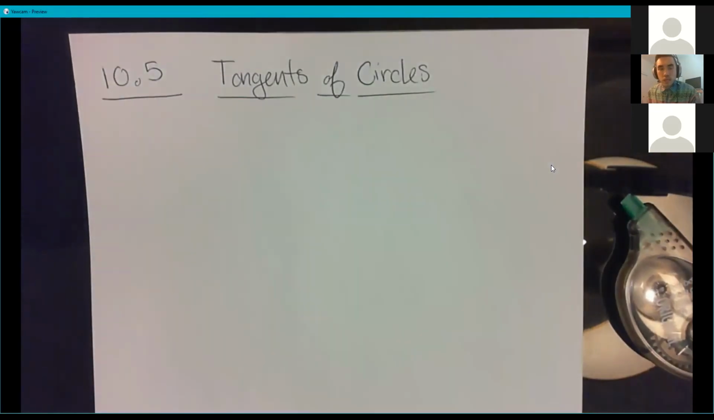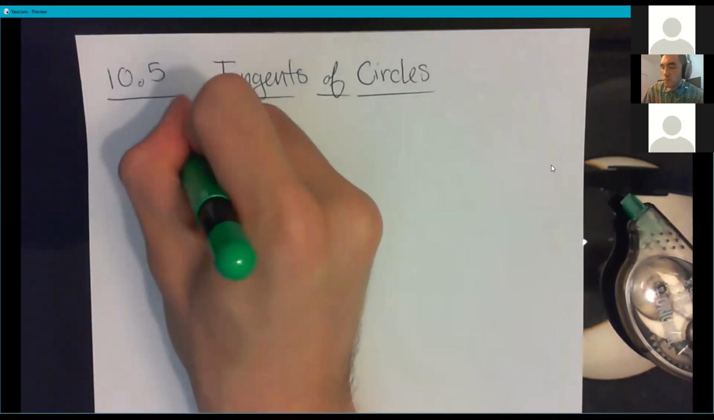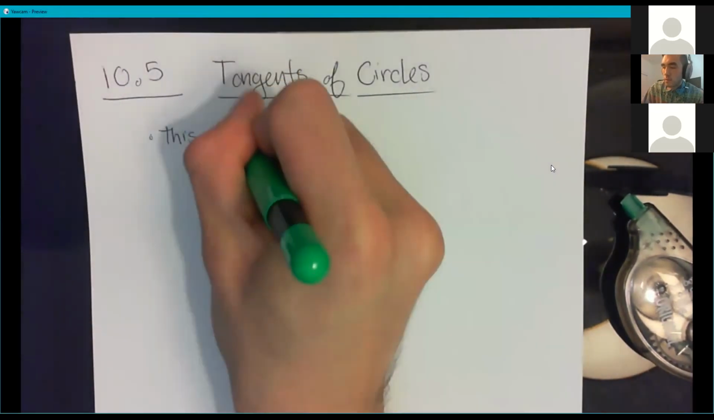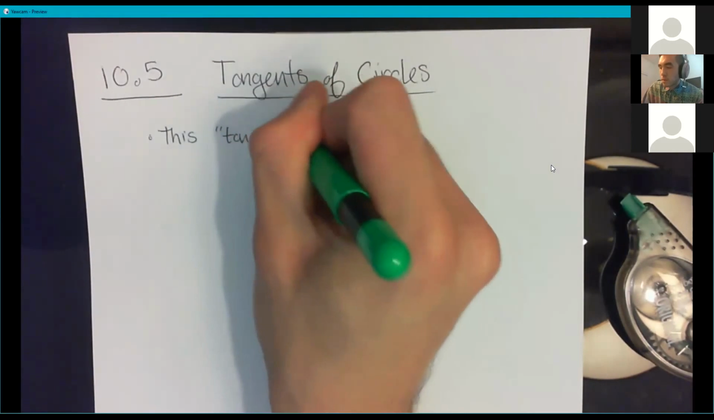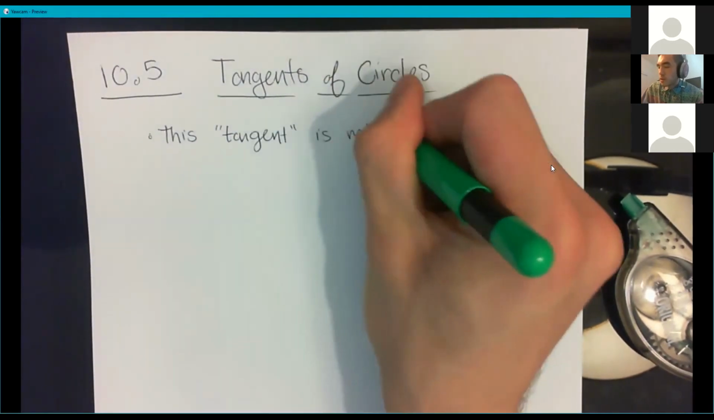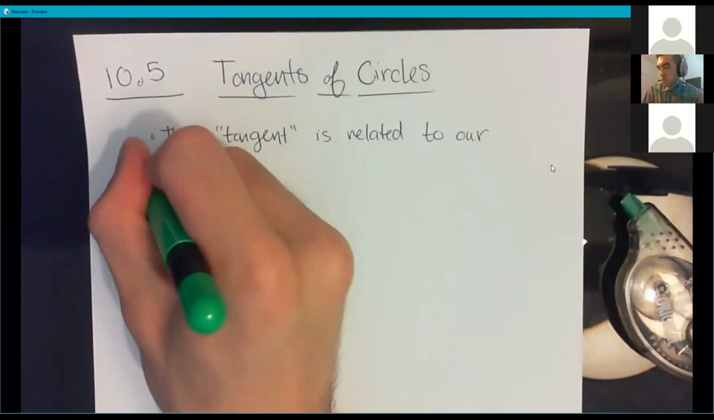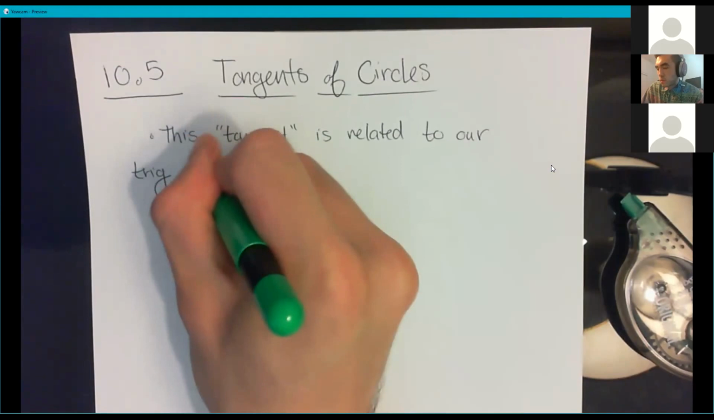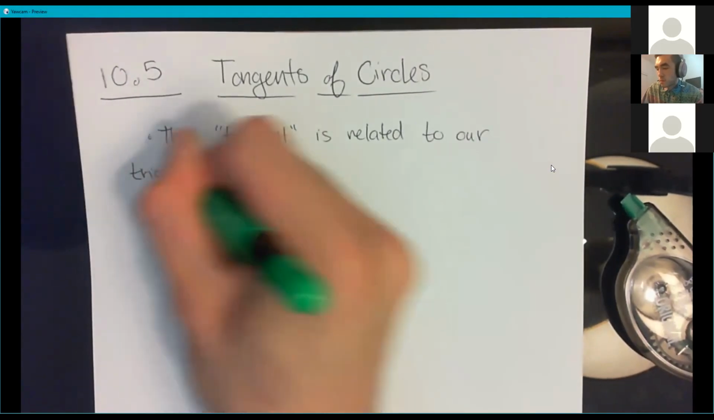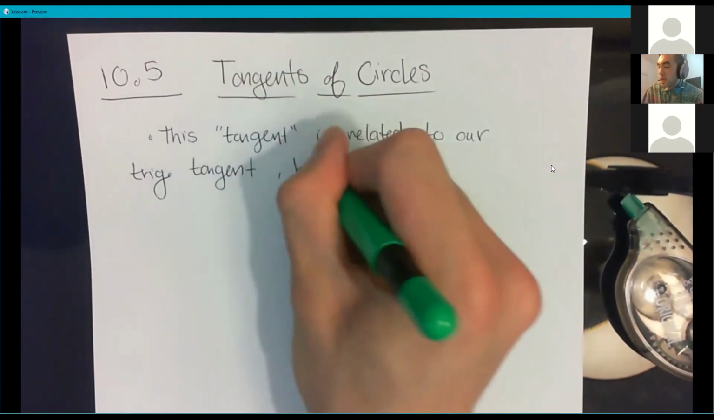And though the context in which I'm going to be talking about the word tangent today is with respect to circles, not triangles, this tangent is still loosely related to the trigonometric tangent that we have been talking about. So this tangent is related to our trigonometric tangent. But not identical.